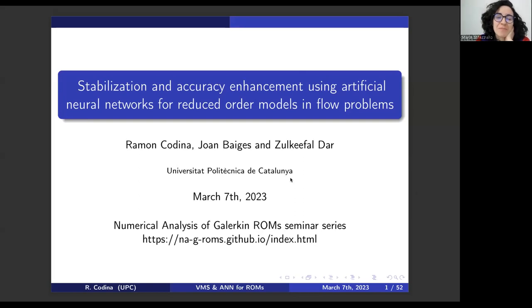And today he will talk about stabilization and accuracy enhancement using artificial neural networks for reduced order models in flow problems. So please, the floor is yours.